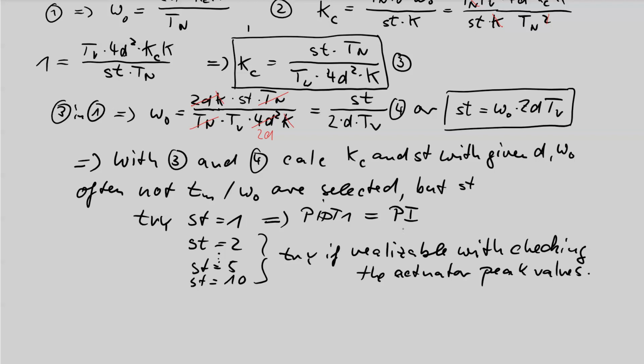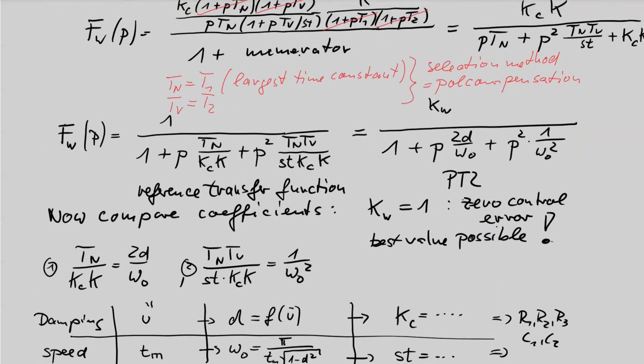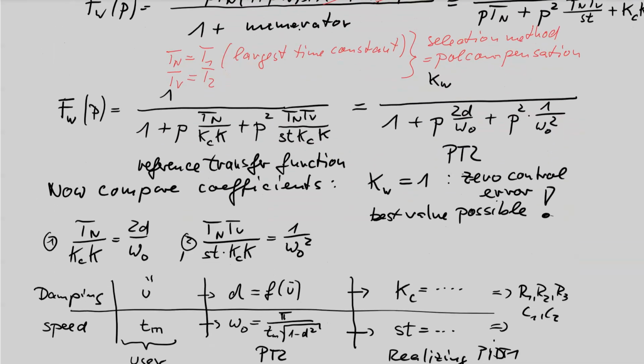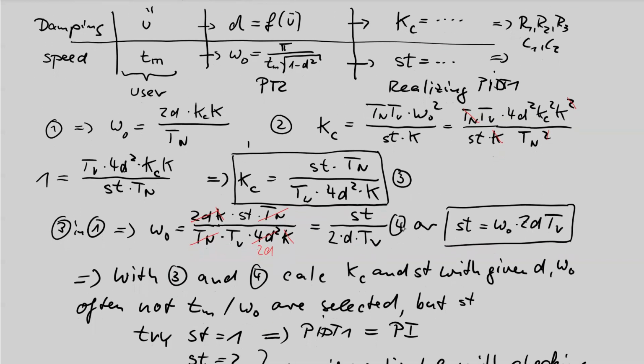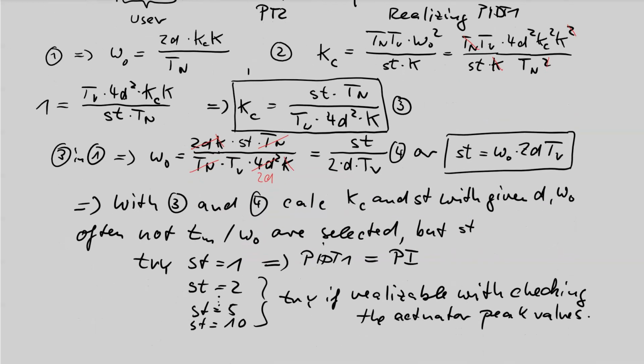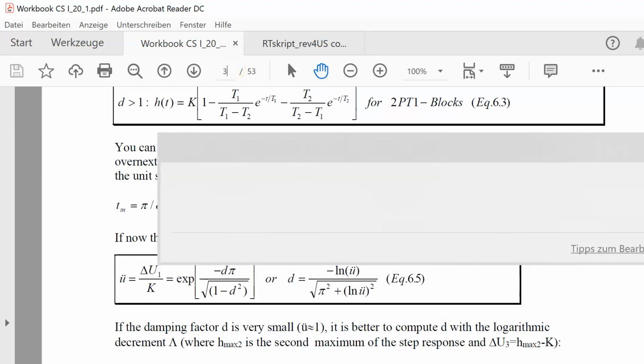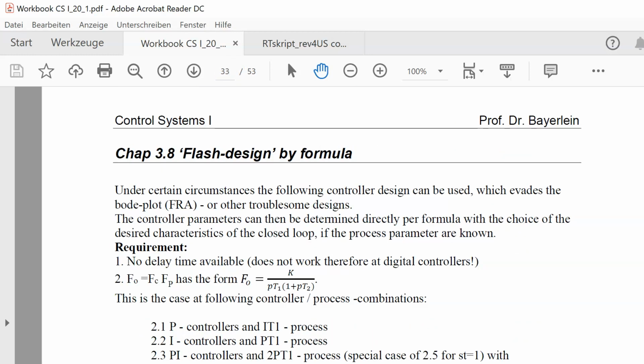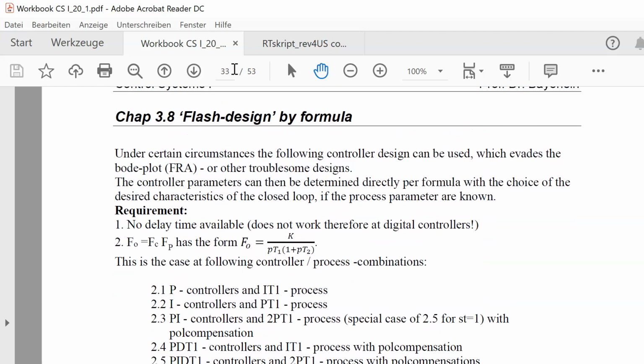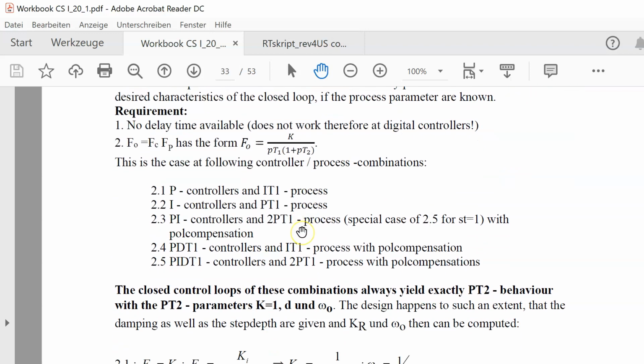Okay, so far this is the theory of the flash design. We end up with 3 simple equations, and these simple equations can be found in the workbook on page 33. Look for this. The flash design is defined here. Note that the open loop is just an IT1 in all cases.